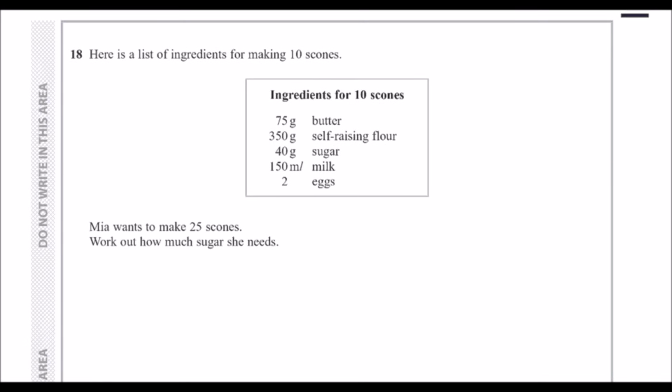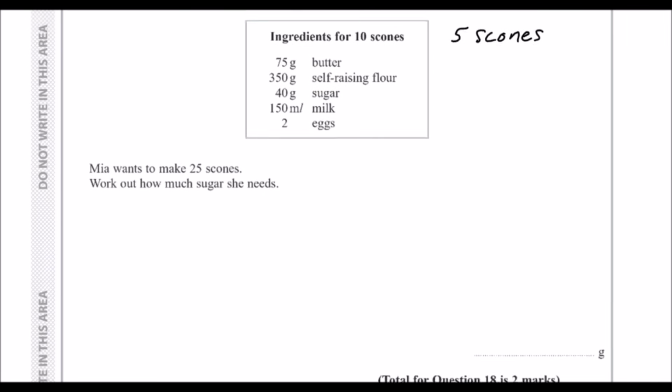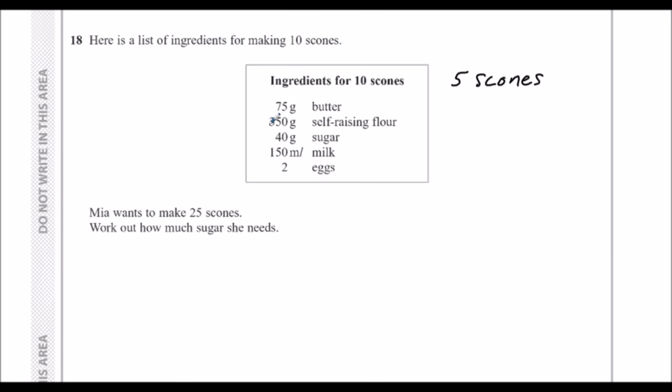Question 18. Here is a list of ingredients for making 10 scones. And we've got the ingredients for 10 scones. Mia wants to make 25 scones. How much sugar does she need? So if we half the recipe, we can find out how much we need for 5 scones. And I think we only care about the sugar, so let's only work out the sugar. Half of 40 grams is 20 grams.